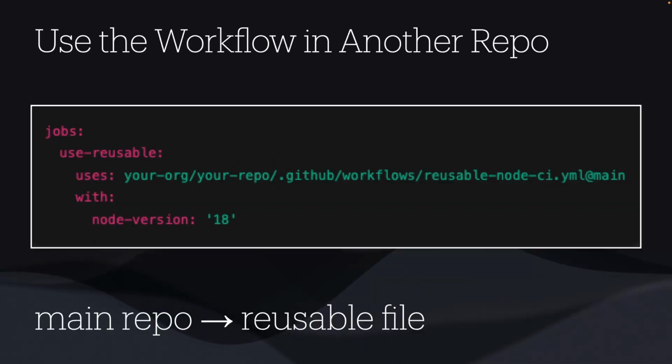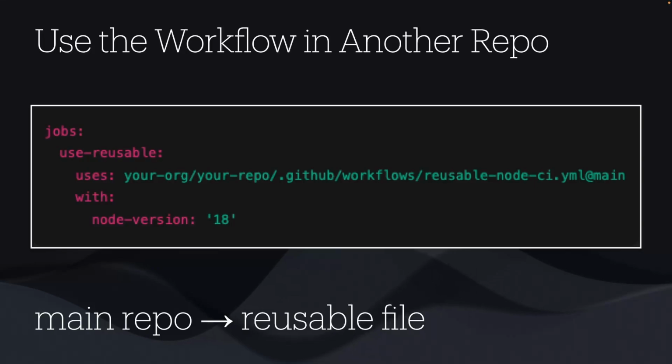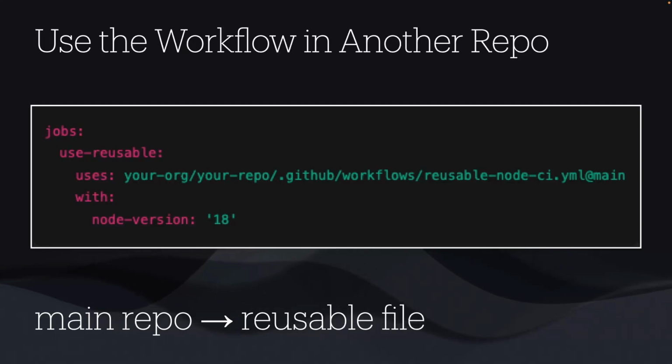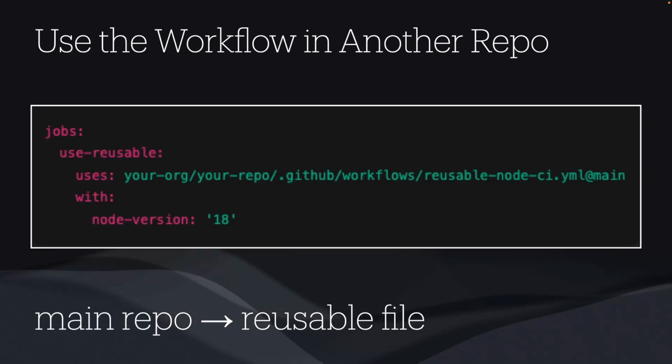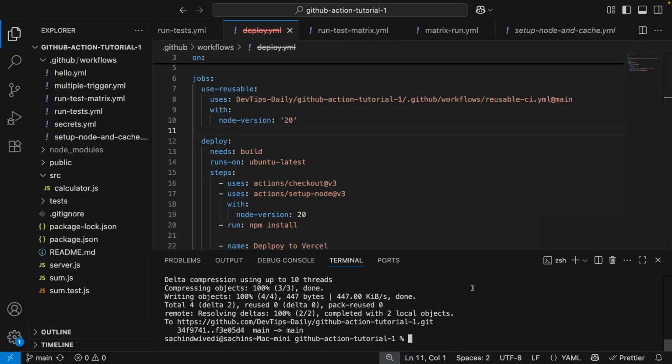So this is how you can call this workflow from another repository or another file. All you need to do is use uses and then the whole path to that file @main. And we also need to pass the node version, right? So with node version 18, and just like that, this will call that job, which will set up your Node.js environment, and you won't be repeating it multiple times. All you need to do is call these 4 lines and it will do the magic. Let's jump into the demo.